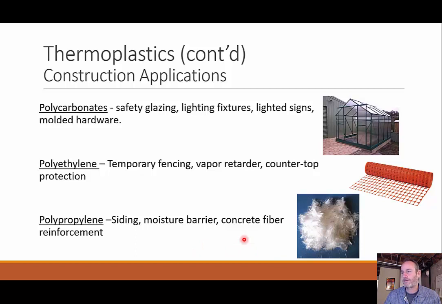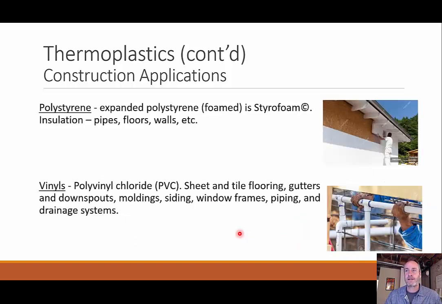When we were talking about concrete, we talked about GFRC, glass fiber reinforced concrete. This is another fiber, concrete fiber. It's just more of a plastic fiber as opposed to the glass fiber. We have polystyrene. Polystyrene, or expanded polystyrene, is called Styrofoam. That's actually a brand name, right? And this is largely used for insulation. So you'd see it on pipes, floors, walls. This guy looks like he's putting Styrofoam or polystyrene all throughout his house to insulate it.